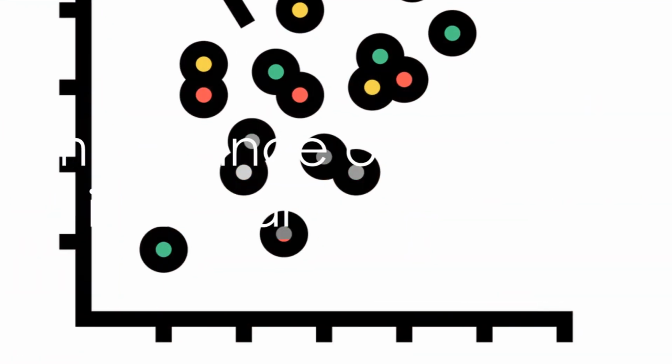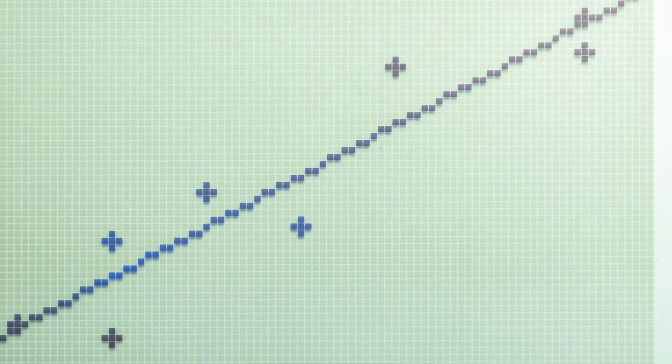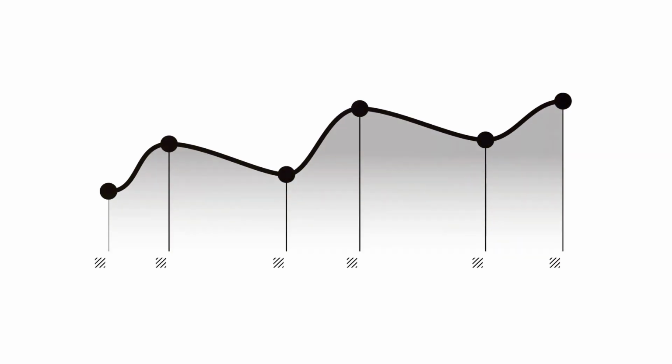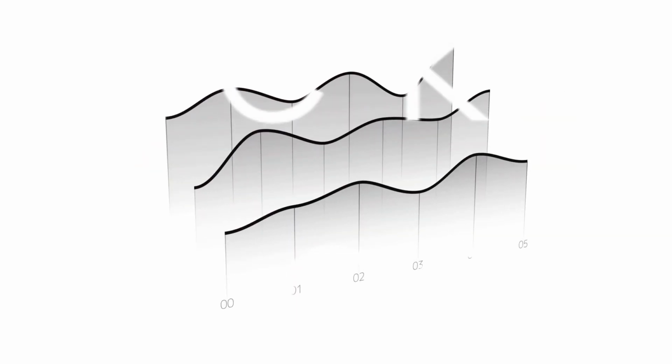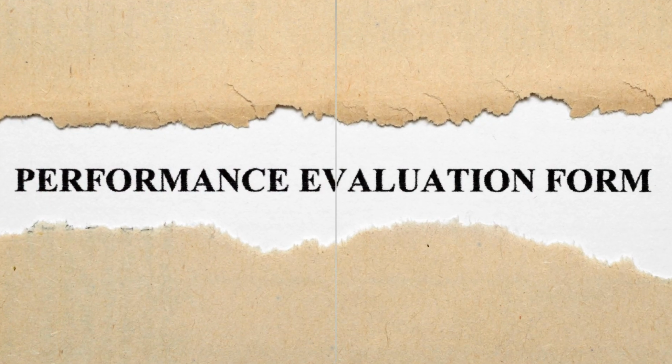Begin by visualizing a cloud of data points scattered on a graph. Linear regression attempts to draw a line through this cloud, a line that best represents the relationship between these data points. But how do we know if this line is a good fit? That's where model evaluation metrics come in.